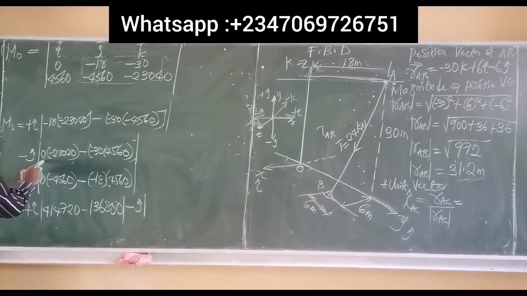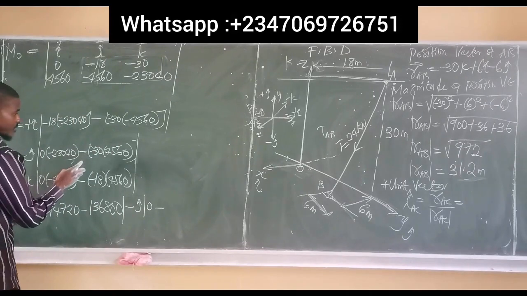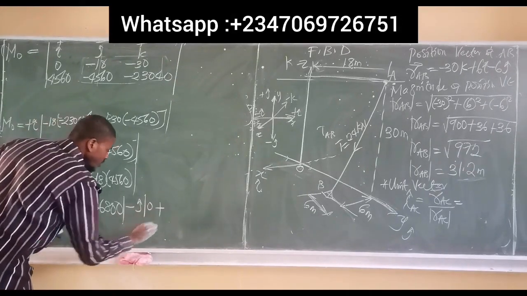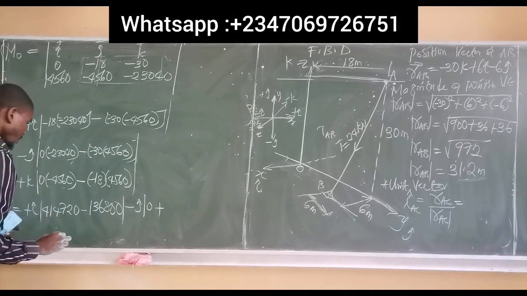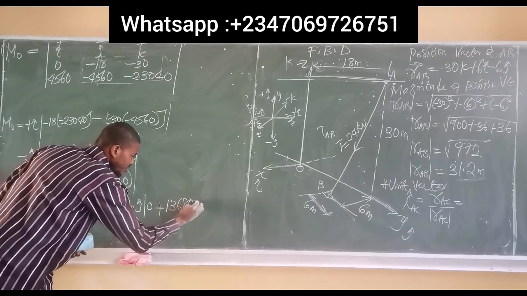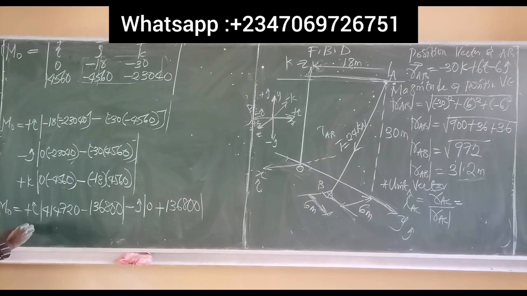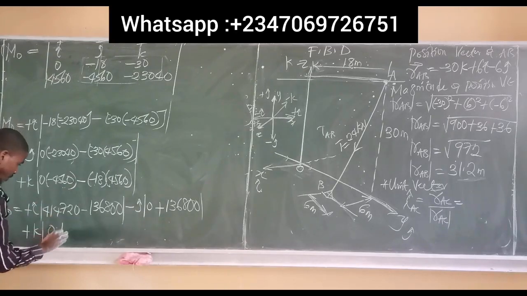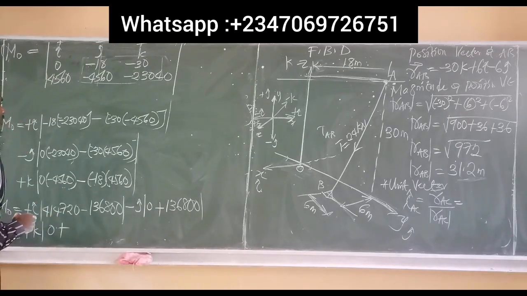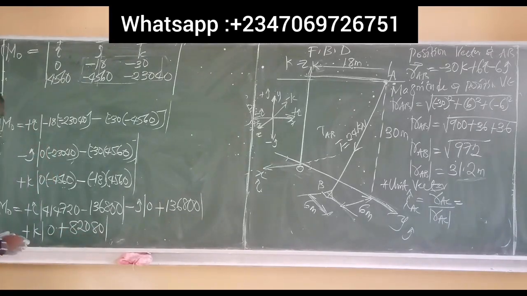So you have 0 times everything here becomes 0. Minus times minus here becomes plus. So I have 30 times 4560, which is 136,800. I have this. And finally for K, plus K into 0 times this becomes 0 again, minus times minus here is plus. So I have 18 times 4560. That gives me 82080. So we have this.